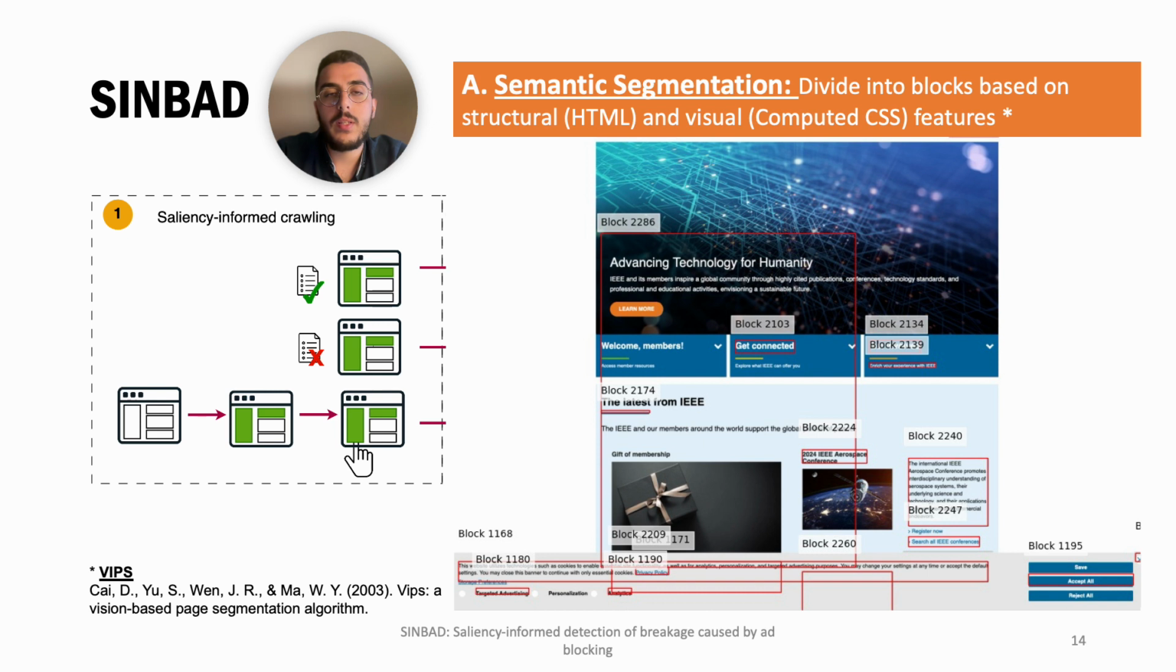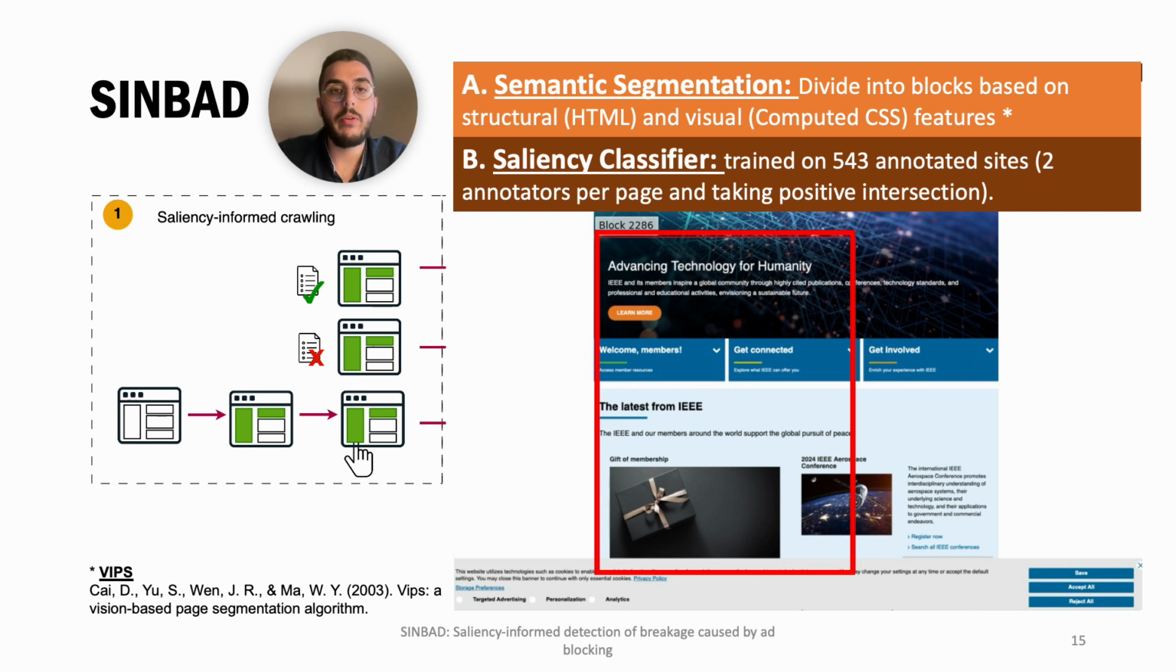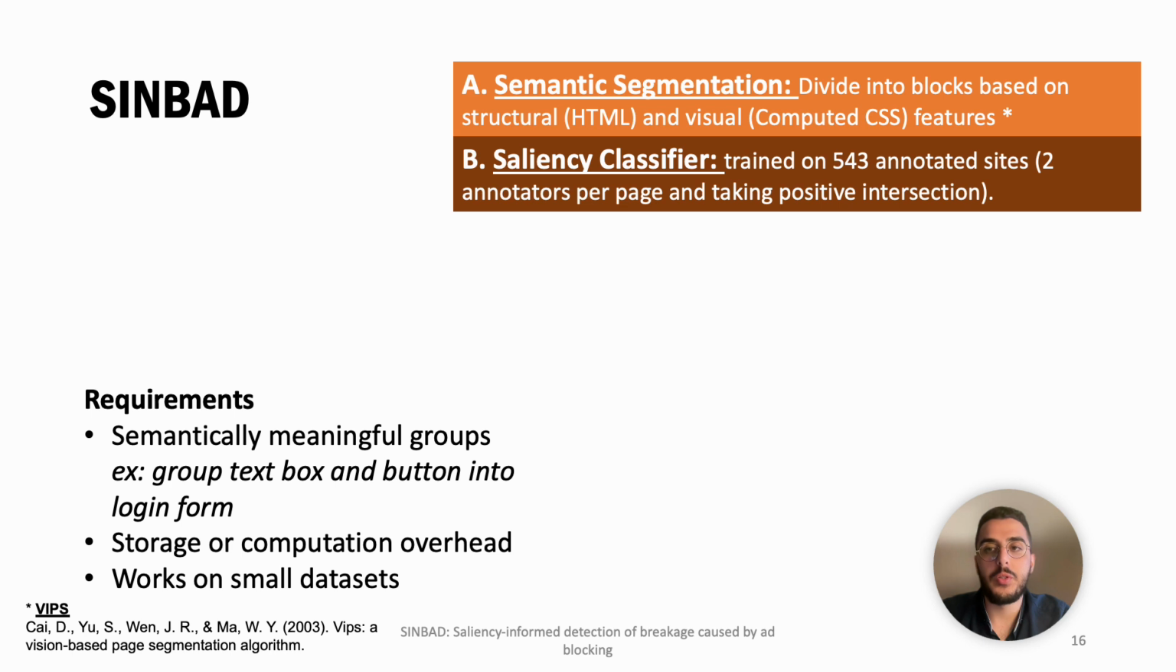For each crawl, we start by semantically segmenting the page, which divides it effectively into blocks that are meaningful, like login forms, for example. Next, we classify each block into either a salient block or a non-salient block using an in-house classifier that we train on our own annotated set of 543 sites, each annotated by at least 2 volunteers, and taking only the positive intersection of their annotations to account for the moderate agreement between annotators and the subjective nature of saliency.